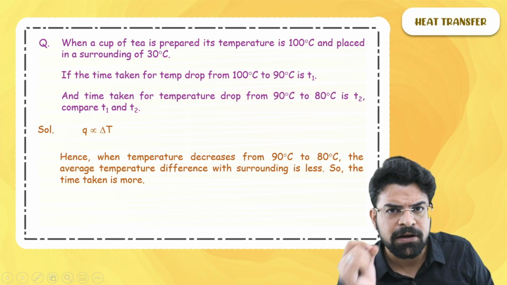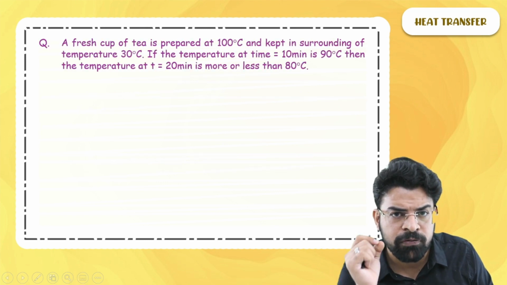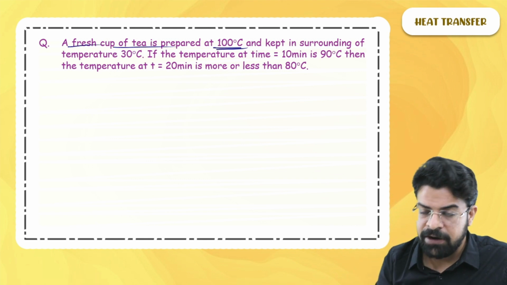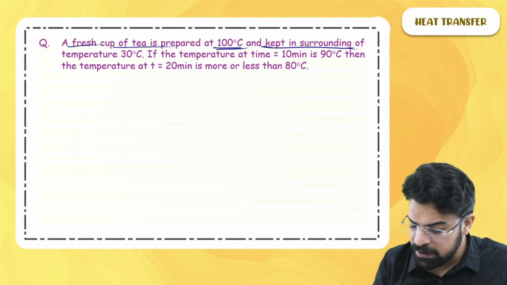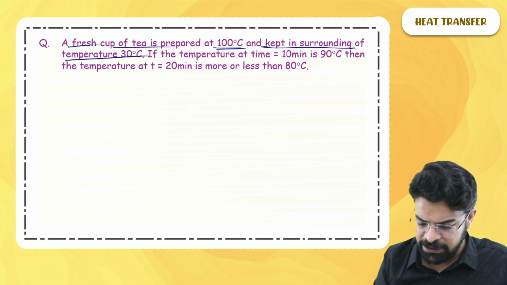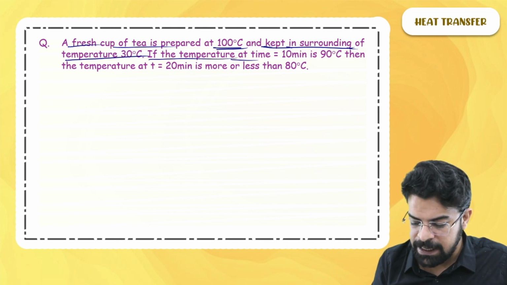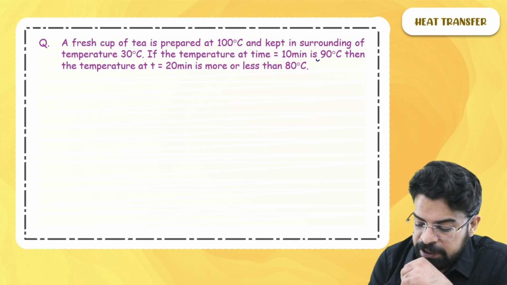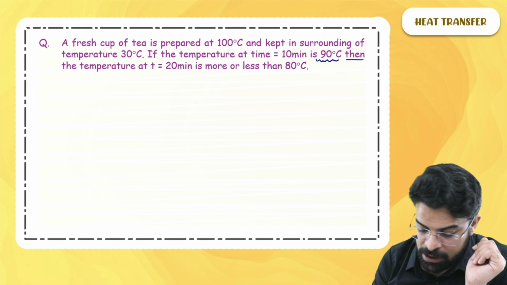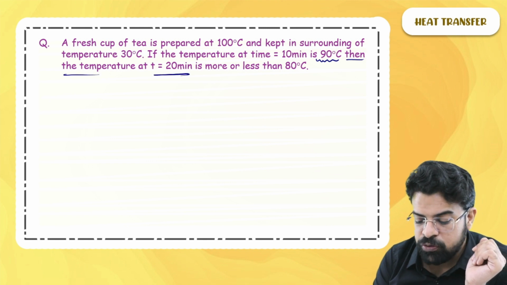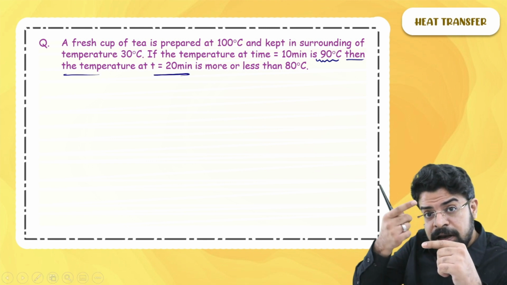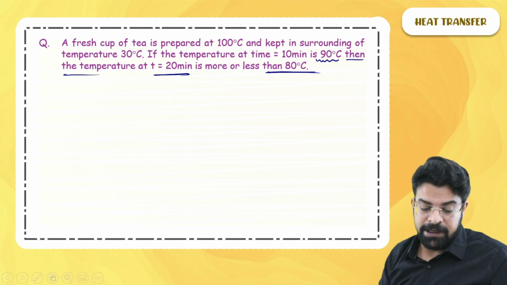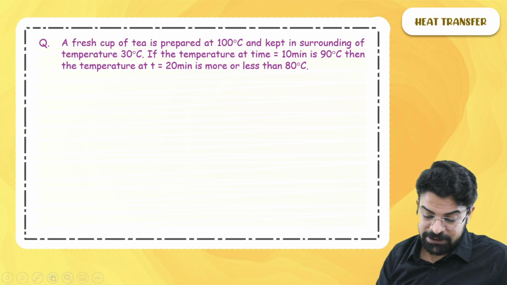One more theoretical question based on Newton's law of cooling before we move on to the numerical. A fresh cup of tea is prepared at 100 degrees centigrade and kept in a surrounding at a temperature of 30 degrees centigrade. In 10 minutes, the temperature of the cup of tea has dropped from 100 to 90. Then the temperature at time equals 20 minutes, it means after the next 10 minutes, will it be more or less than 80 degrees centigrade? So you need to answer this question.